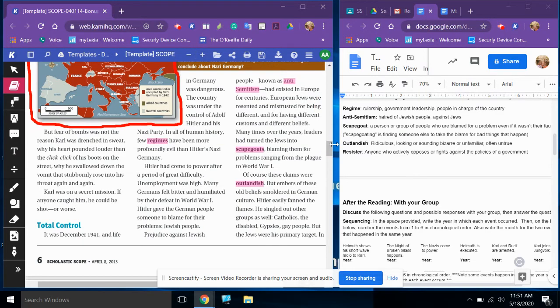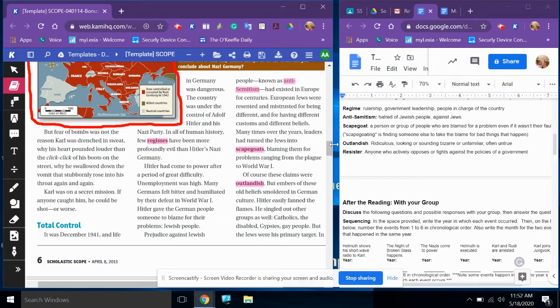But fear of bombs was not the reason Karl was drenched in sweat, why his heart pounded louder than the click-click of his boots on the street, why he swallowed down the vomit that stubbornly rose into his throat again and again. Karl was on a secret mission. If anyone caught him, he could be shot or worse.